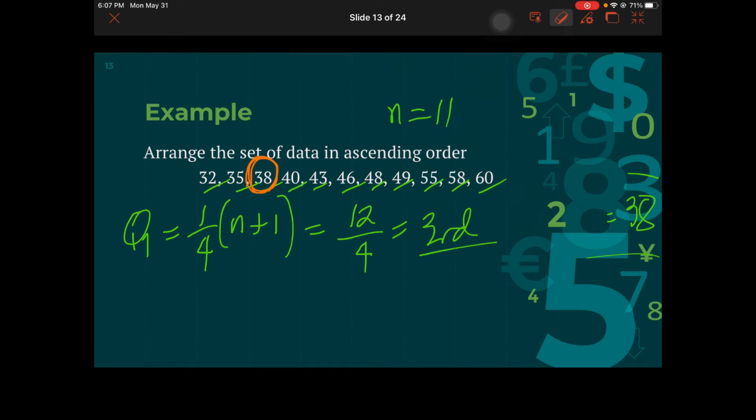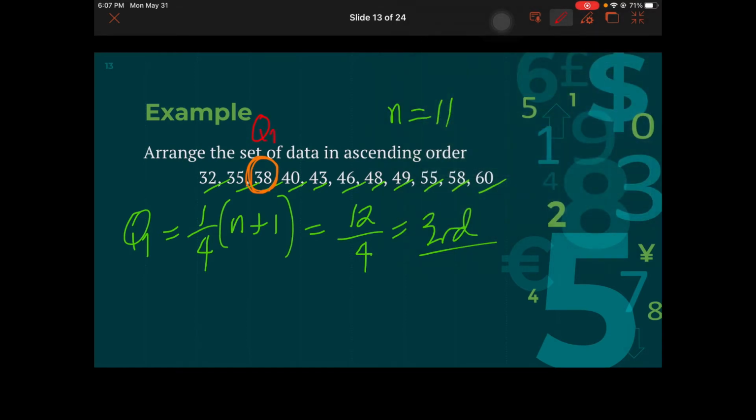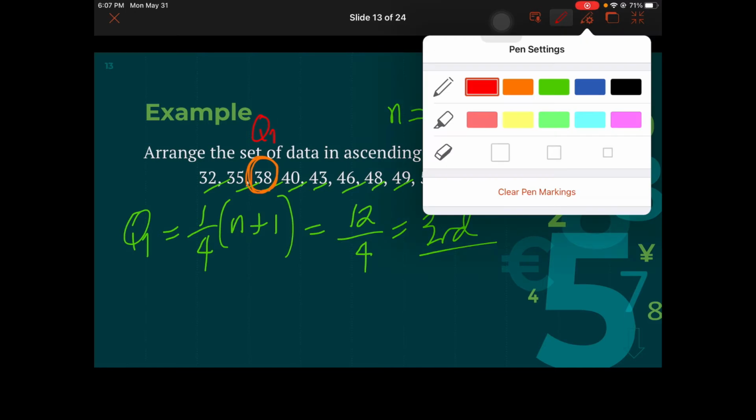Parang hindi siya masyado makita kung green. Meron kasi mga numbers dito no? So, sulatan na lang natin siya dito. Q1. There you go. Alright.